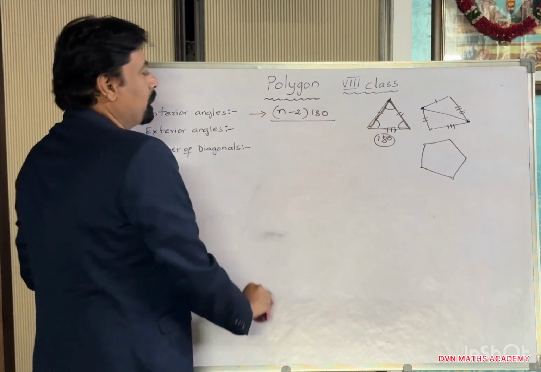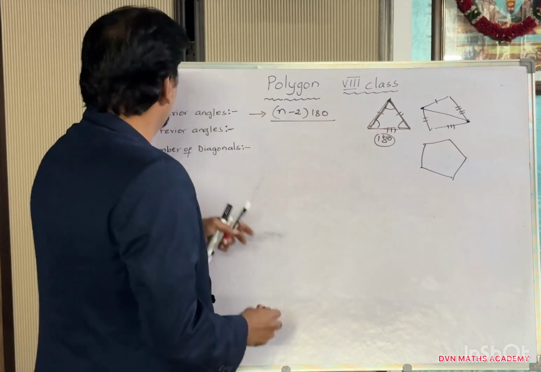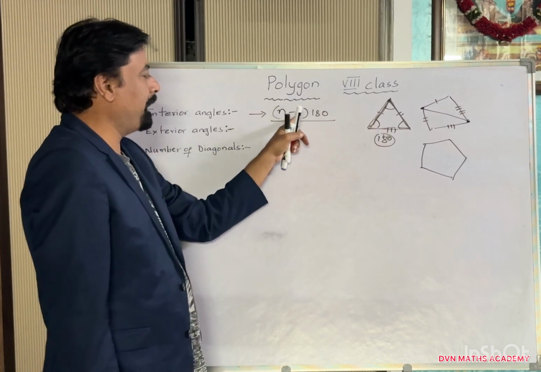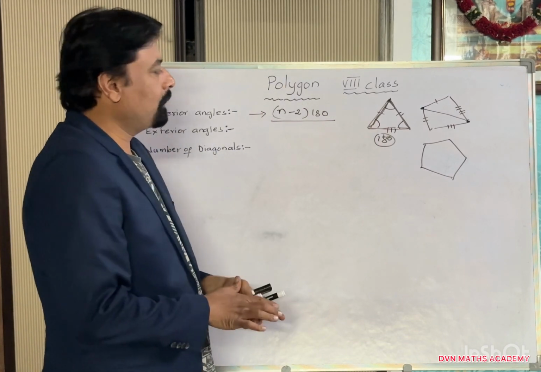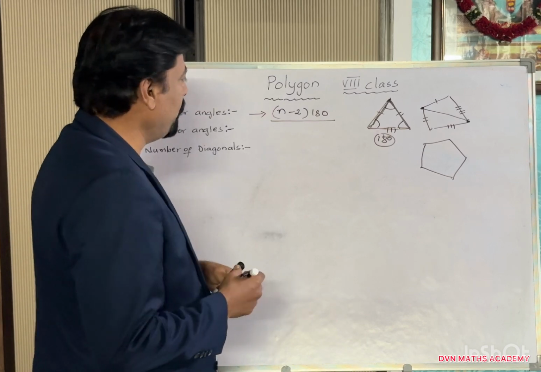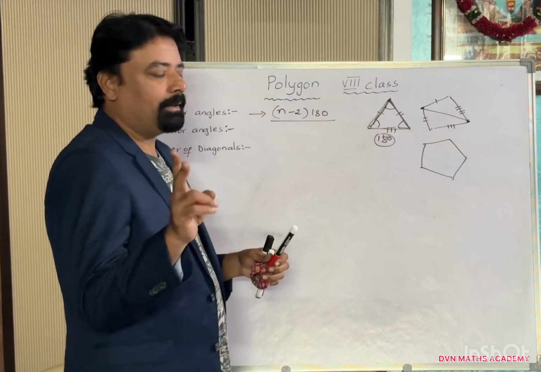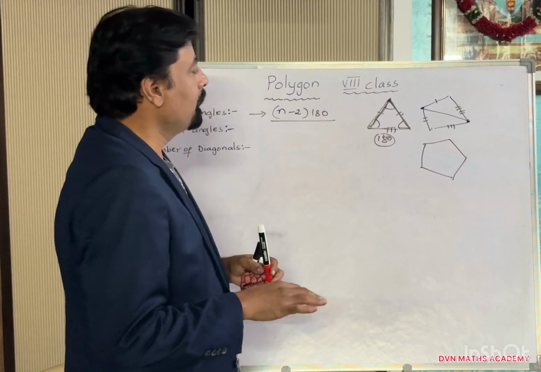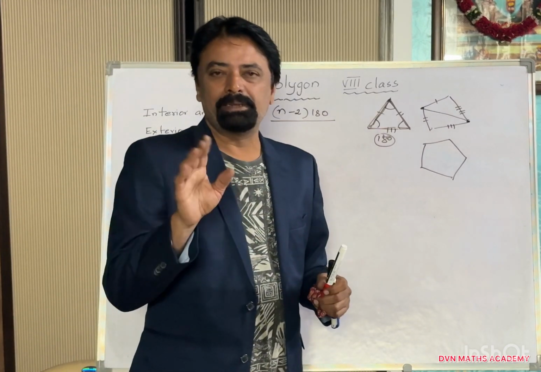While we require to solve different types of questions, the sum of interior angles of a polygon is (n minus 2) into 180 degrees. Now one interesting thing we require to know is that there are 2 types of polygons, that is regular polygons and irregular polygons. So what are regular polygons and what are irregular polygons?